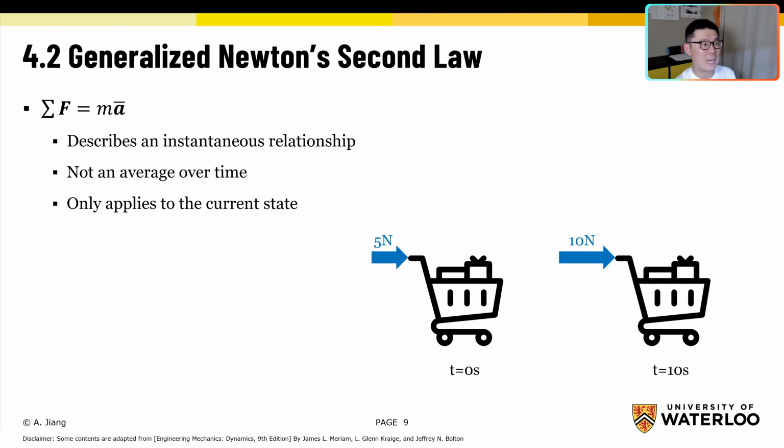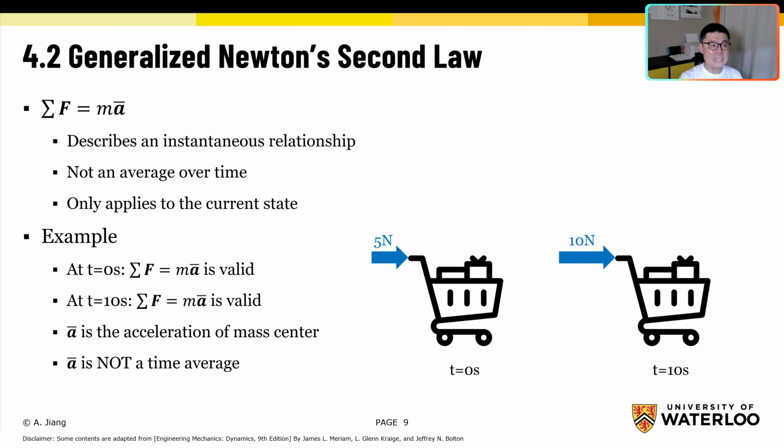Okay, what that means is, I have an example here. Either at the instant of 0 seconds or 10 seconds, here or here, this equation, sum of F equals m a bar, is valid. You can calculate the acceleration at these instants, at 0 or at 10, which is the acceleration of the mass center of the shopping cart. However, what you cannot do is take the difference between the acceleration at 0 seconds and 10 seconds, then divide by 10 seconds to get the average acceleration, because this is fundamentally wrong.